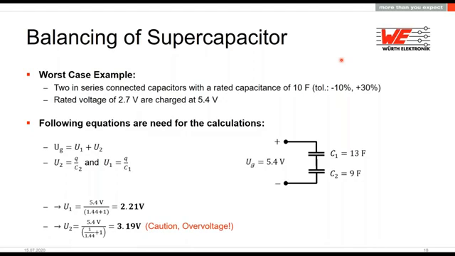And when we now calculate the voltage across the capacitors, we get for C1 2.21 volt and for C2 3.19 volt. And of course, the supercapacitors have some safety margin, but the 3.2 volt is much too high for a 2.7 volt rated supercapacitor. So this is why we have to balance, so that there's no overvoltage on one part.